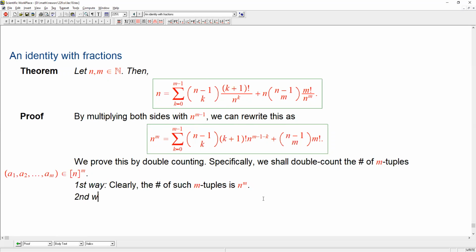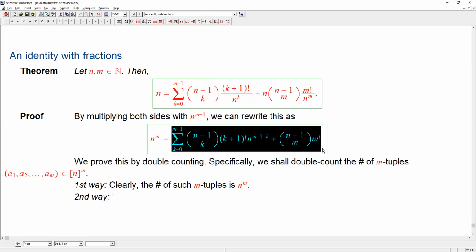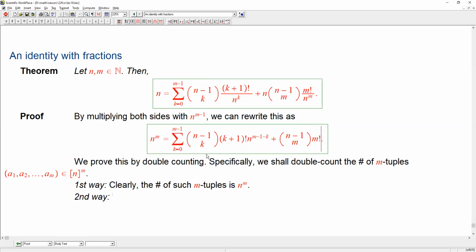Second way, let us break up these tuples in such a way that you count them by this right-hand side. So obviously, this sum over k means that each of those m tuples should have some kind of quantity between 0 and m minus 1, or maybe it can also be m, but this is like a missing addend for this sum. It just doesn't exactly fit into the sum. So the way how we exactly break up this count is interesting.